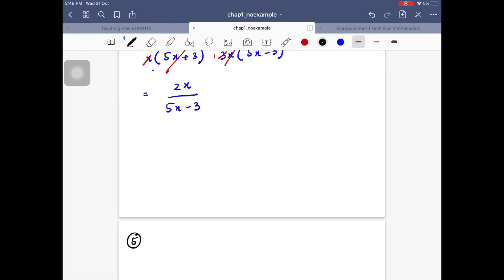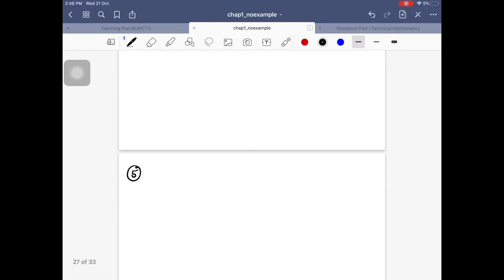So example number 5. Now it's going to involve division. So I have x squared minus 64 over x squared minus 9, divided by x plus 8 over x plus 3.